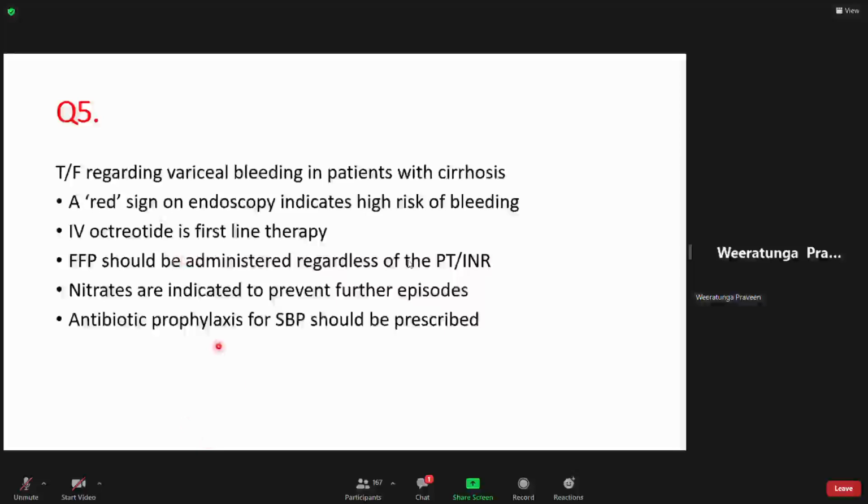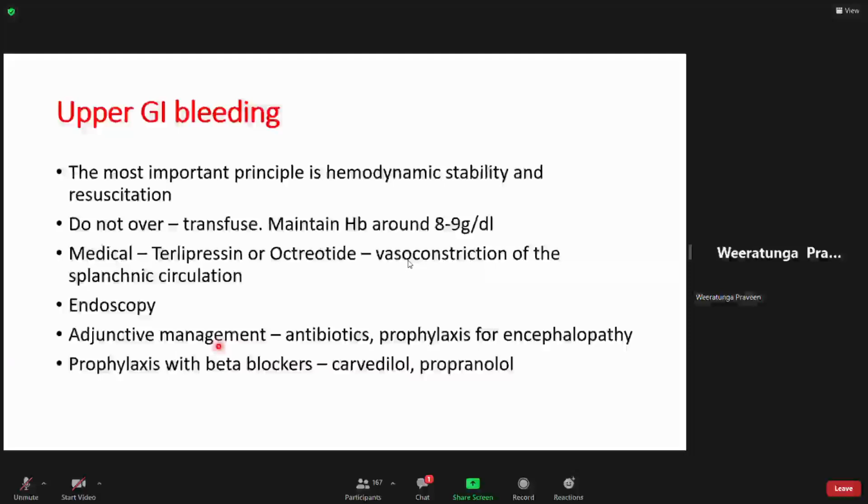So this is variceal bleeding. Any questions on that? Another important point I mentioned is not to over transfuse. I said it in both the long case and the emergency, remember. Don't over transfuse, because again research has shown that if you over transfuse, bleeding gets worse.